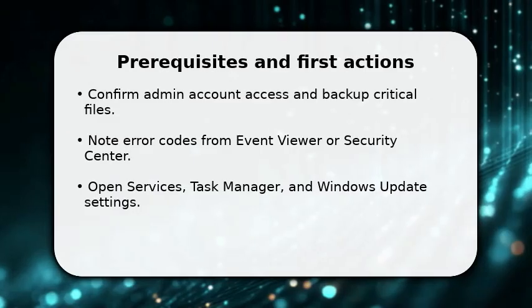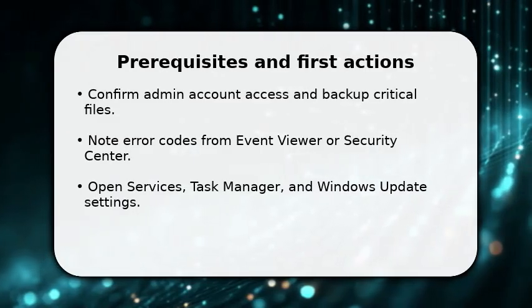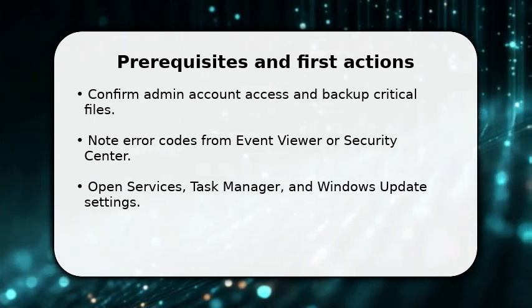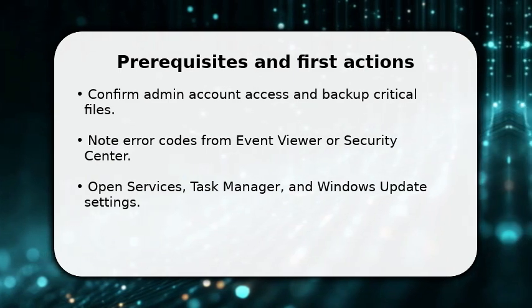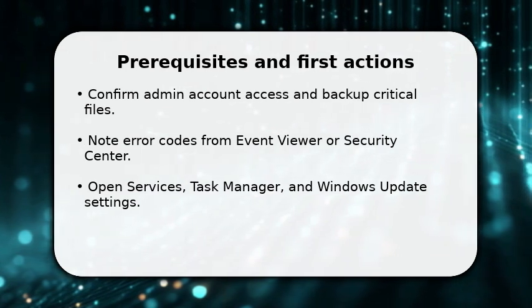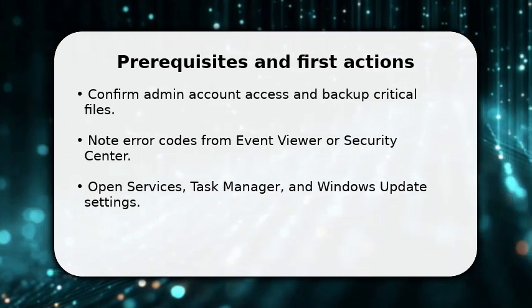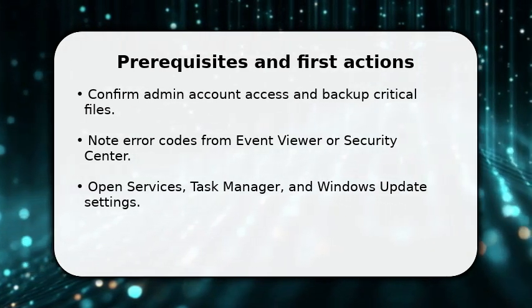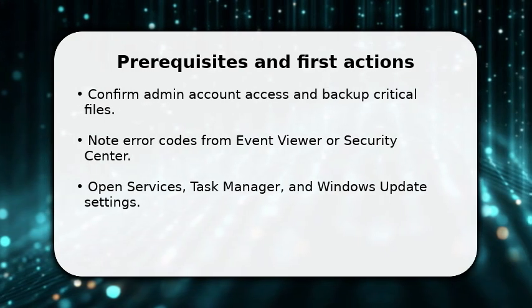You start by confirming you have an administrative account and a recent backup. This prevents data loss if you need to roll back. Next, capture any error codes from Event Viewer or Windows security notifications so you know what to target. Open Services to view Windows Security Service status. Keep Task Manager and Windows Update settings ready.